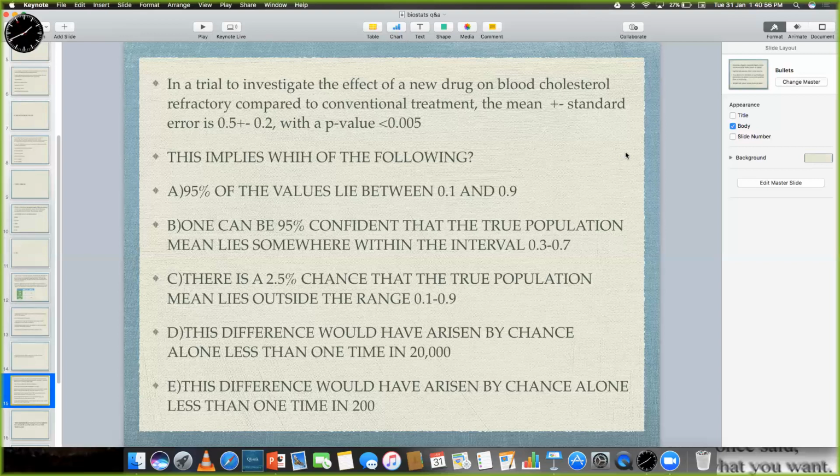Okay? So, given the question, the mean plus or minus standard error of the mean is what? 0.5 plus or minus 0.2. So, this is the mean, this is the standard error of the mean. So you've got to calculate 0.5 plus or minus 0.2 into what? 3. So what are you going to get the values as? 0.5 plus or minus 0.6.